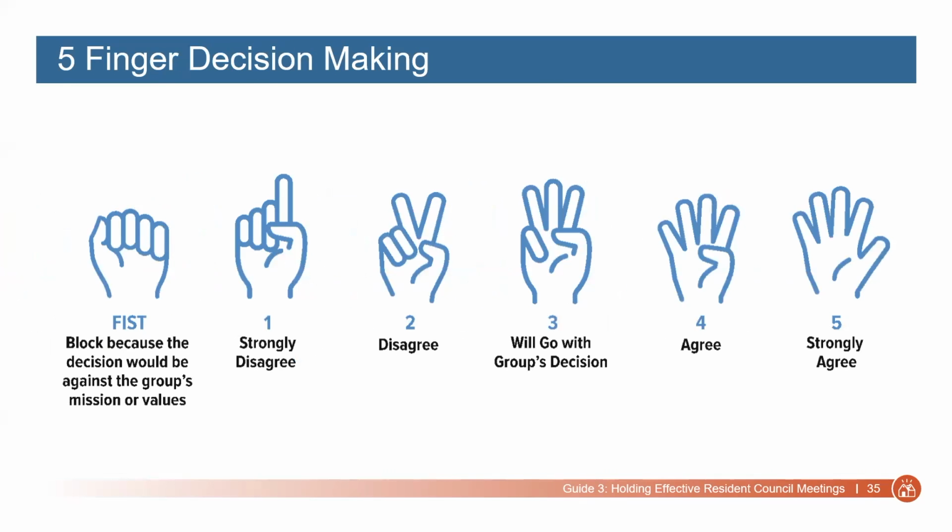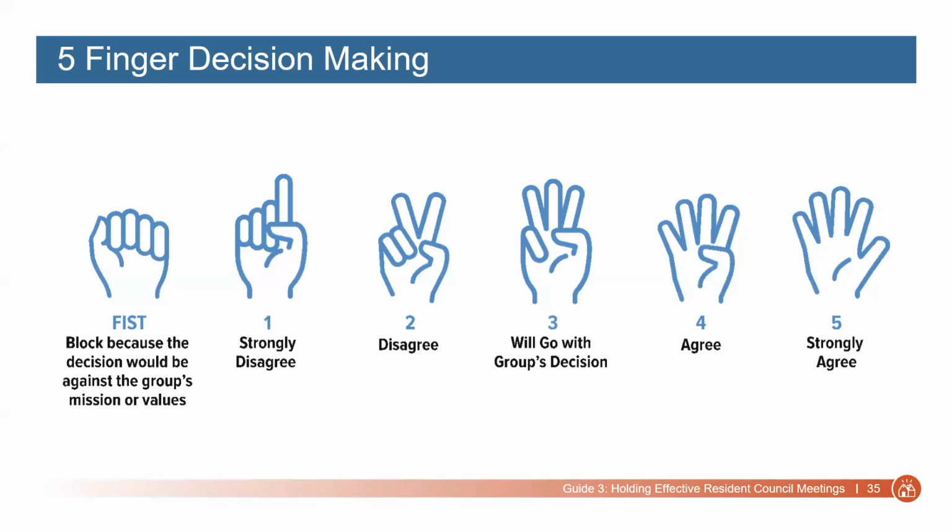The next technique is called five-finger voting. This decision-making technique takes some upfront explaining and reminders, but it can be really fast when a group is used to it. It gives everyone a quick visual as to where people stand on an issue.